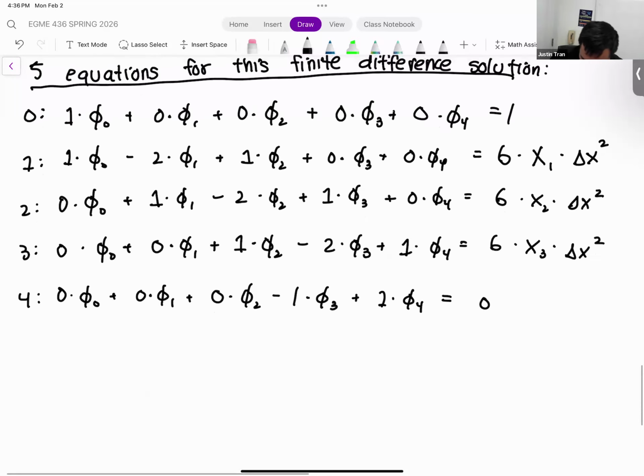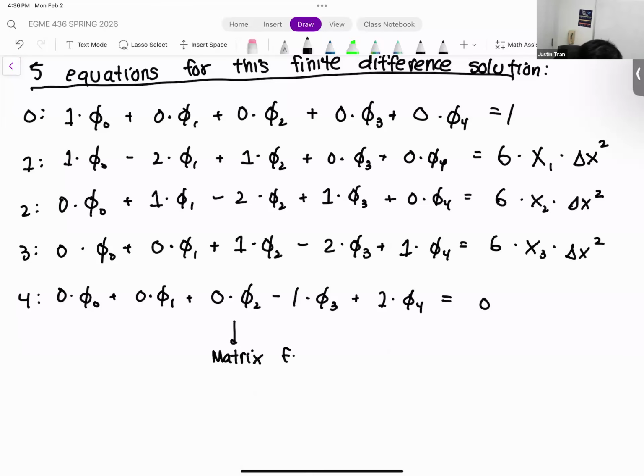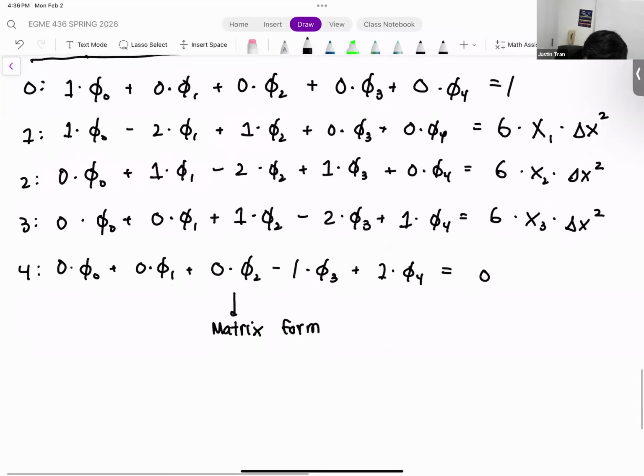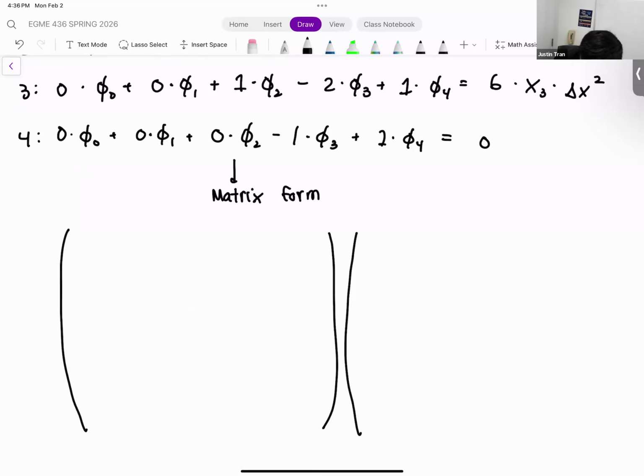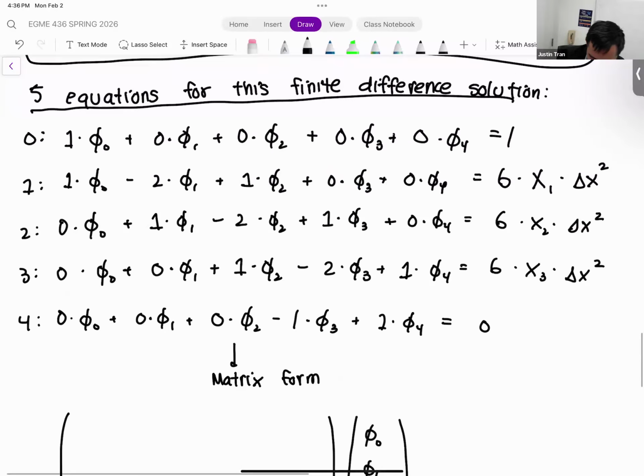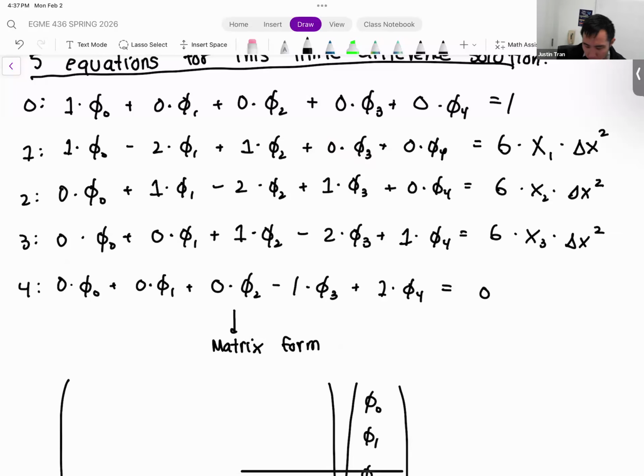Let's go ahead and transform this into matrix form. We need a 5 by 5 matrix on the left-hand side, multiplied by phi0, phi1, phi2, phi3, phi4. Let's fill in the coefficients according to our linear system. The first row is going to be our Dirichlet boundary condition. If we just read off the coefficients, this is going to be 1, 0, 0, 0, 0.